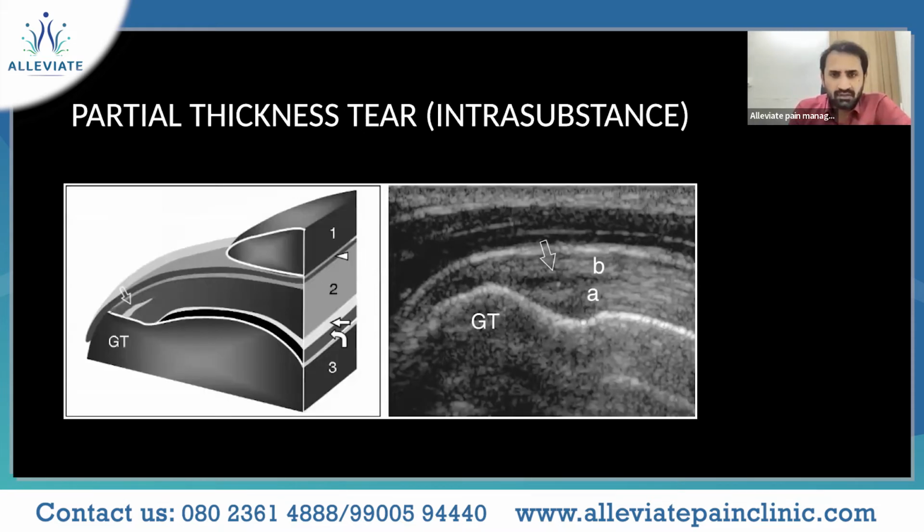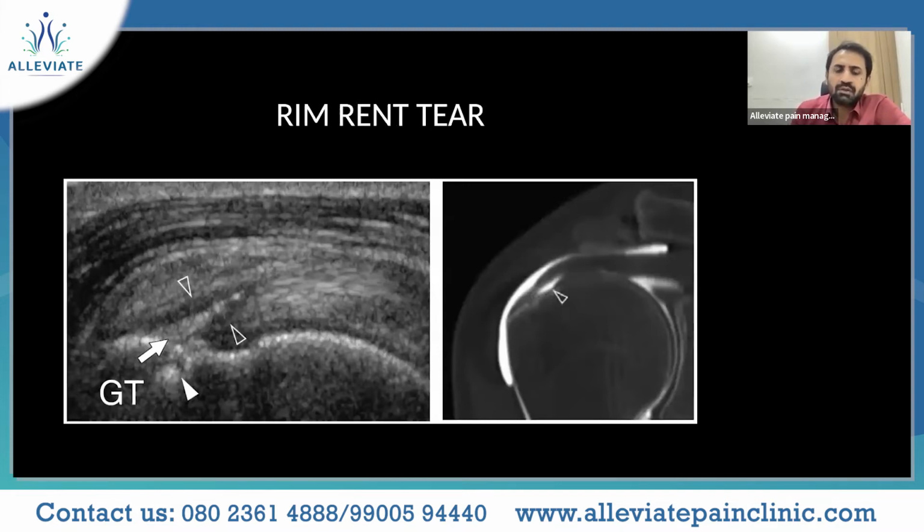This is an intrasubstance tear where you can see the fibers upper and lower are intact. There are no cortical irregularities. The bursal side is also normal, but within the substance you can see a tear. So rim tear, again, you should differentiate.